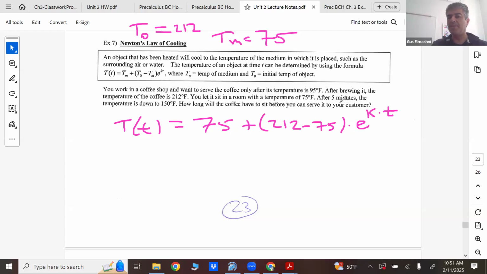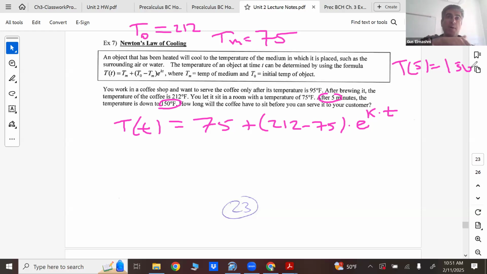So now what do you think I should do next? Like 150. Yeah, I have to use this information because I don't know what K is. I'm not going to do 95 just yet because I don't know what K is. So I have to use a given data point to solve for the constant. Because we know that T of 5 equals 150.